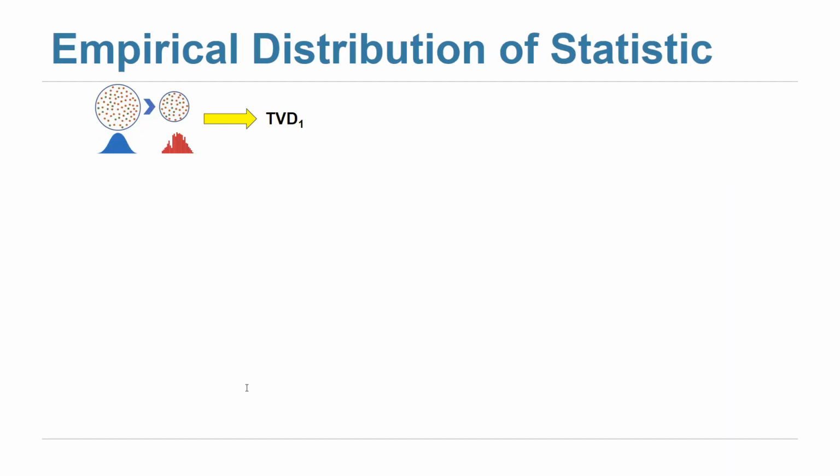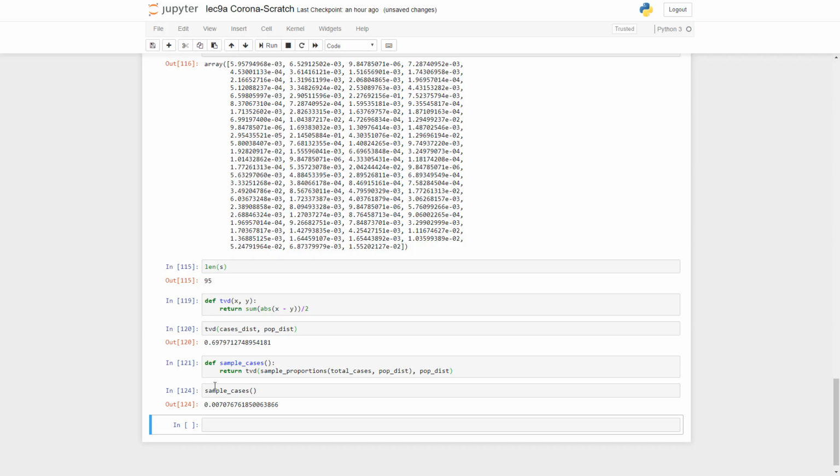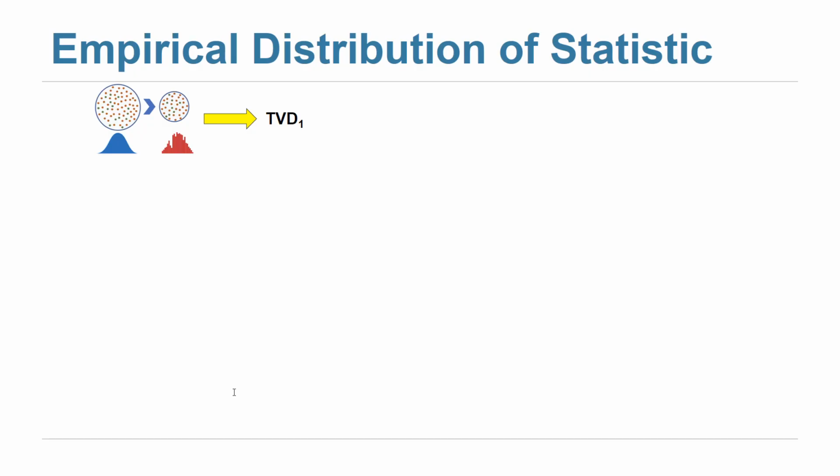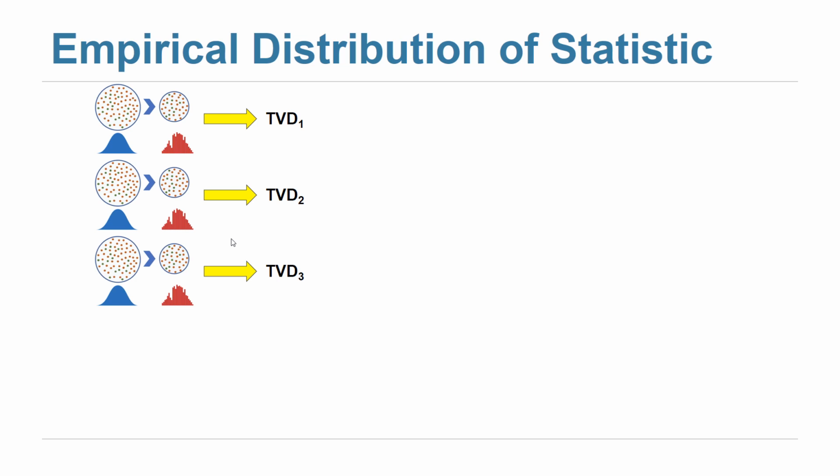So the next step is to compute the empirical distribution of the statistic. Here we have just one value. We computed one value of the statistic. Now we want to get a distribution of that. To get a distribution, as you know, we have to repeat that process multiple times. So one sample, we get the first TVD, then another sample, we get a second TVD, and so on. Maybe we can repeat that 10,000 times. When we do that, now we have 10,000 values.